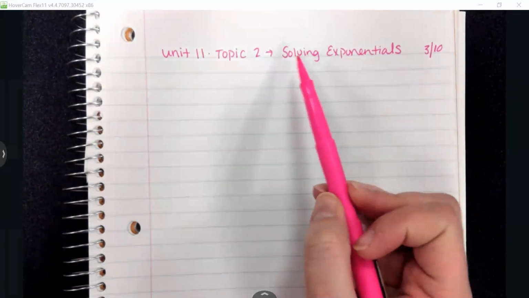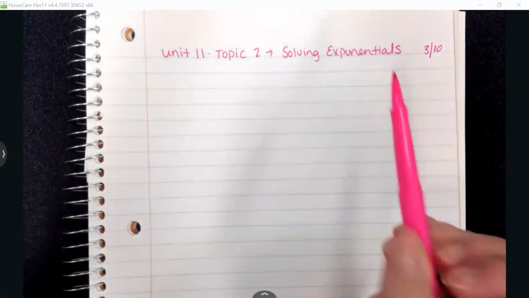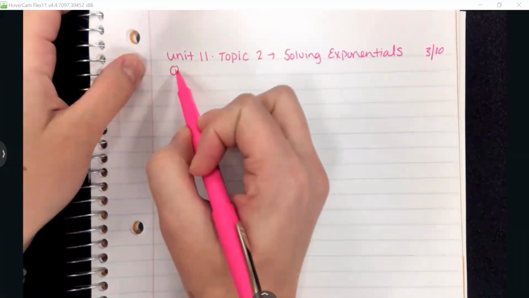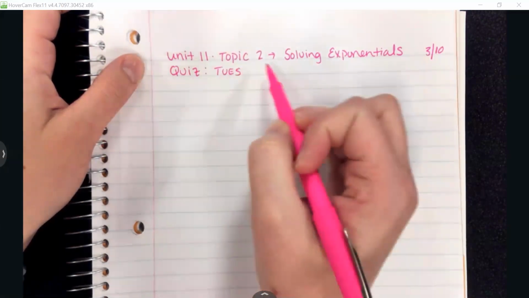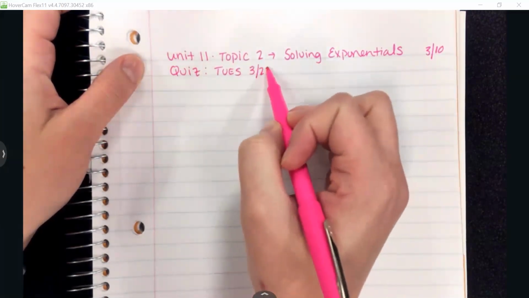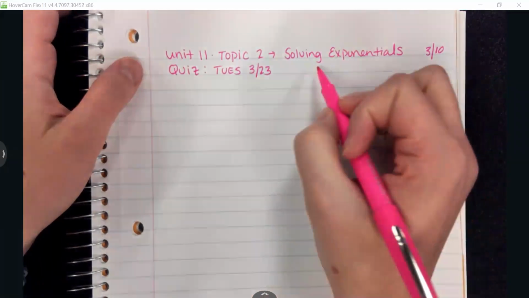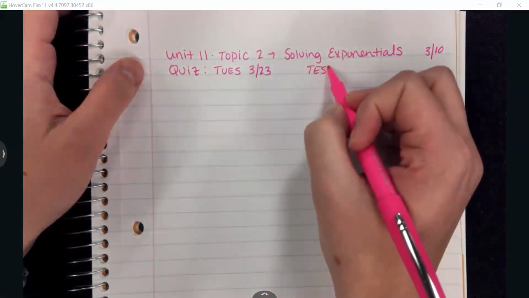All right. So we are solving exponentials today. Tomorrow we are solving logs. Your quiz will be on Tuesday when you come back. That will be the 23rd. Your test will be on Friday.